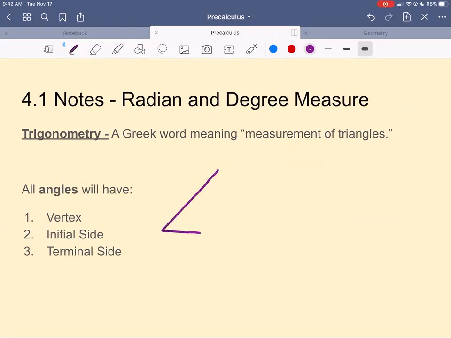So if we look at our angle here, this point right here is our vertex. Okay. That's the point between the two arms of your angles, if you remember from geometry. Then you have an initial side and a terminal side. And it's important to know which one is which, because the initial side is where our angle starts, and then it's going to open from there.